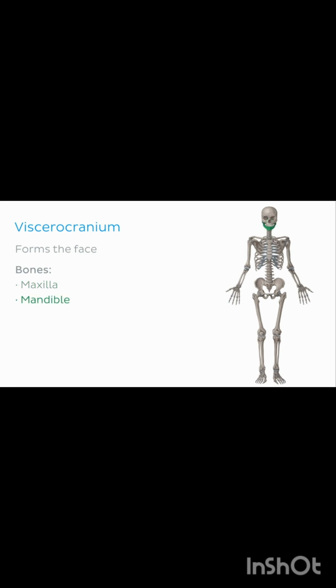Again, these are not the only bones that make up the face, there are several more, and if you'd like to know a bit more about the bones of the viscerocranium, our tutorial on the bones of the head and neck is available on our website.